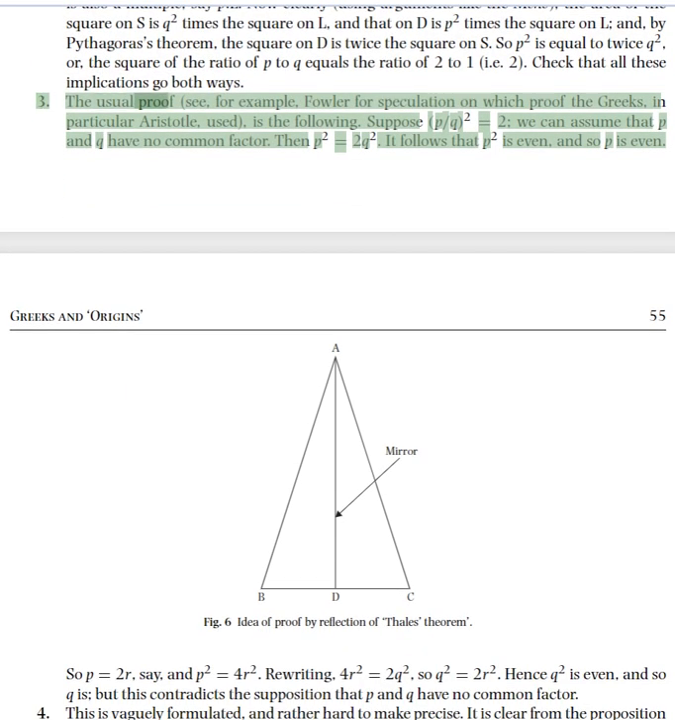3. The usual proof is the following. Suppose P²/Q² equals 2, we can assume that P and Q have no common factor. Then P² equals 2Q². It follows that P² is even, and so P is even.